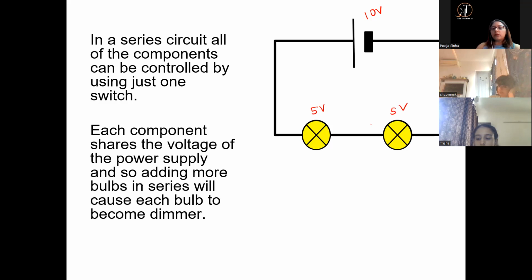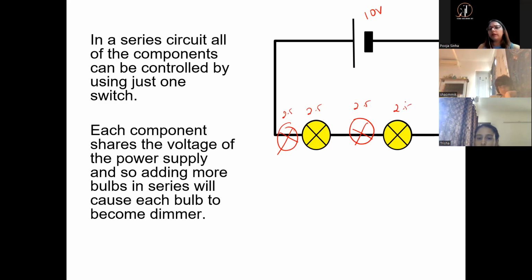Suppose I add one more. So what will happen? Will it be 5 volt anymore? It will be approximately 3 and 3. So I will write 3.3, 3.3 and 3.3, something like this. Suppose I add one more, एक और bulb add कर दिया, तो क्या हो जाएगा? It will be 10 divided by 4, 2.5, right? So 2.5, 2.5, 2.5, 2.5.